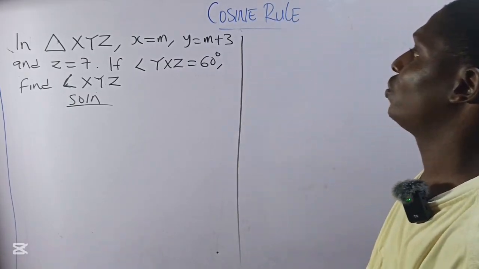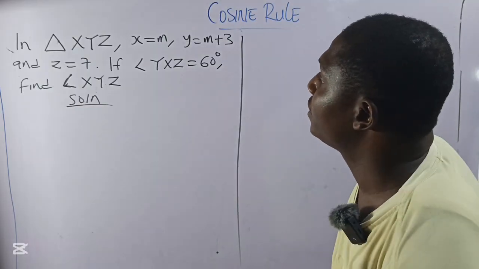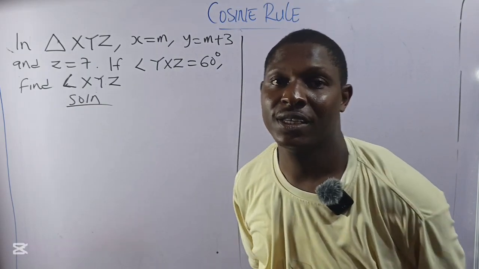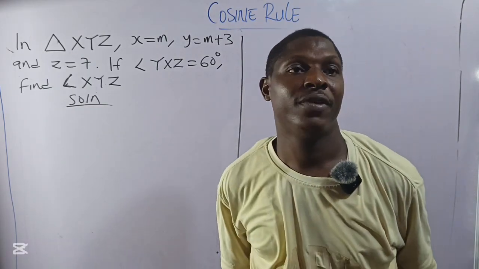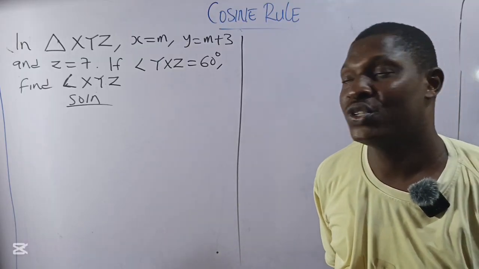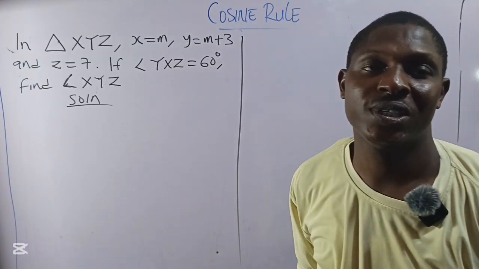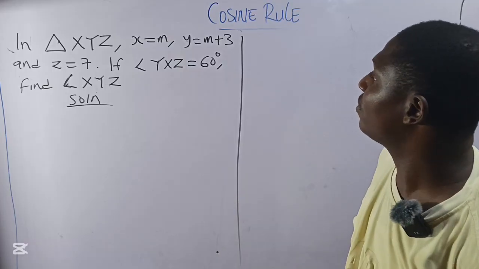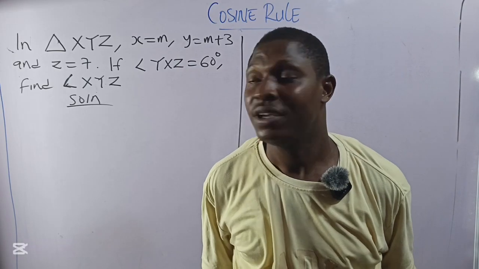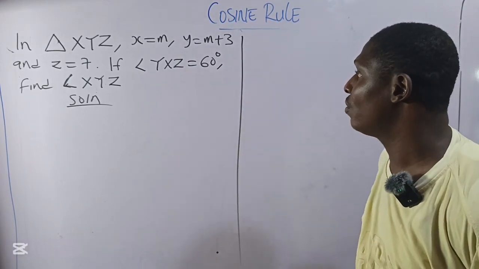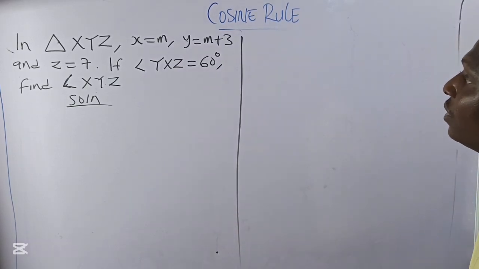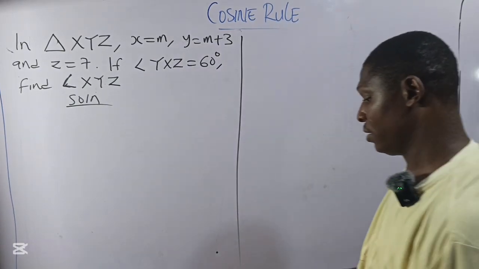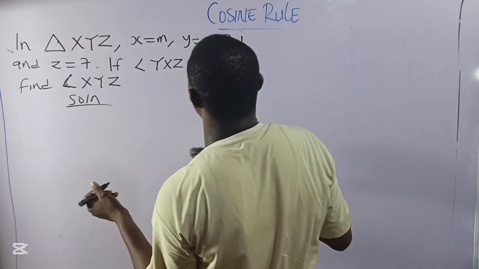So again, we have a question on the whiteboard. It says in triangle XYZ, x is equal to m, and y is equal to m plus 3, and z is equal to 7. It says if angle YXZ is equal to 60 degrees, find angle XYZ. So let's try to give a sketch.